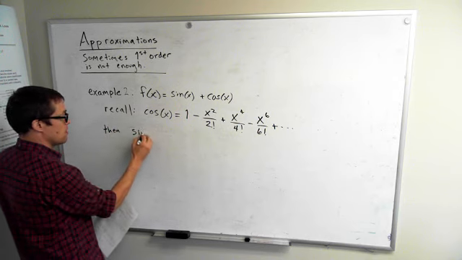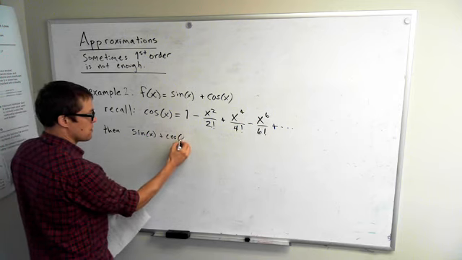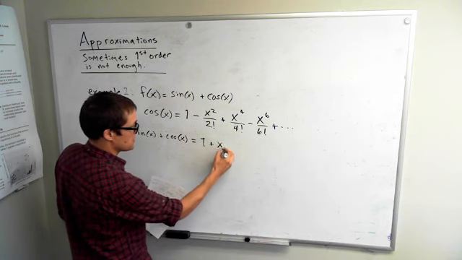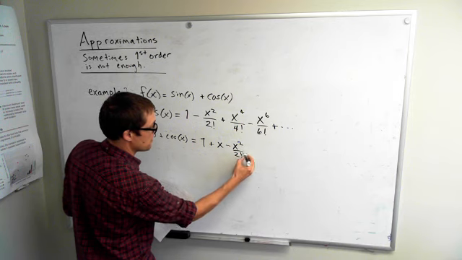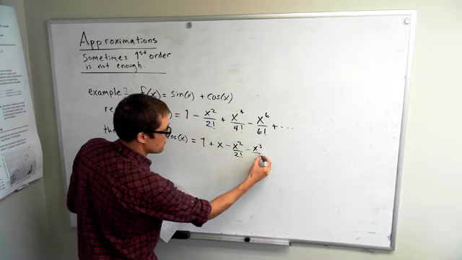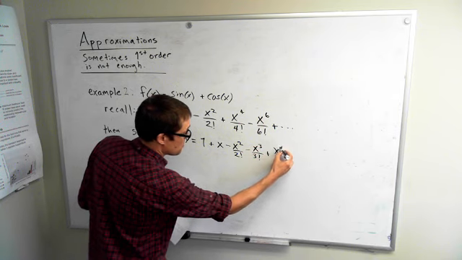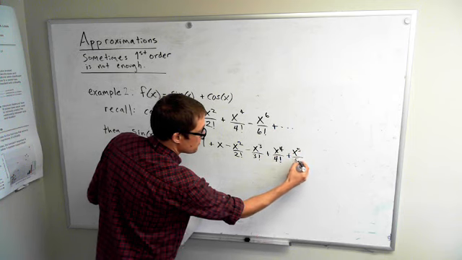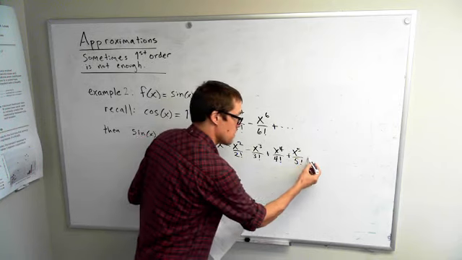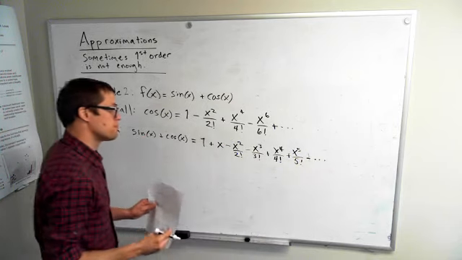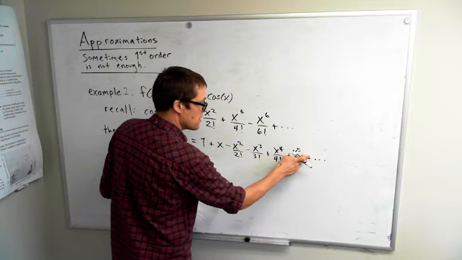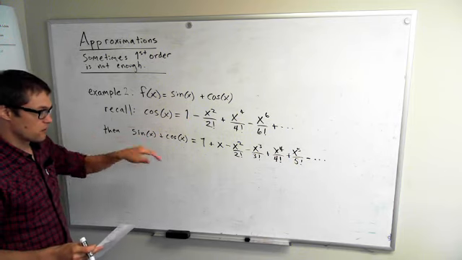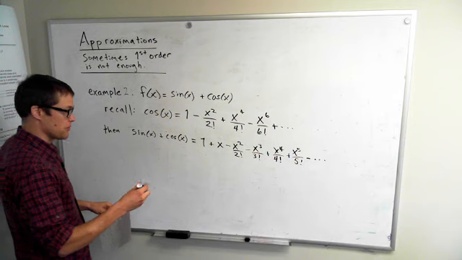we have that sine x plus cosine x is equal to 1 plus x minus x squared over 2 factorial minus x cubed over 3 factorial plus x to the 4th over 4 factorial plus x to the 5th over 5 factorial, and so on. Next sign is a minus sign. Okay, so this is a series representation of this sum, sine x plus cosine x. And once you get it into this form, you can start to see how you can do an approximation.